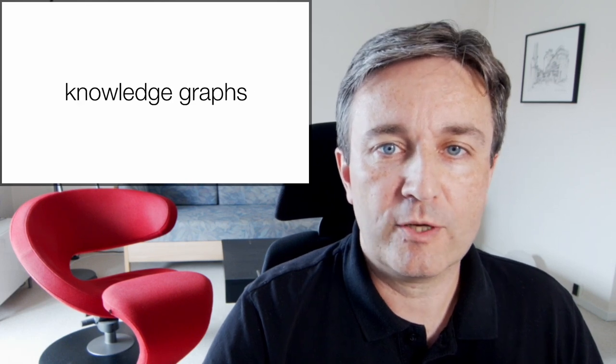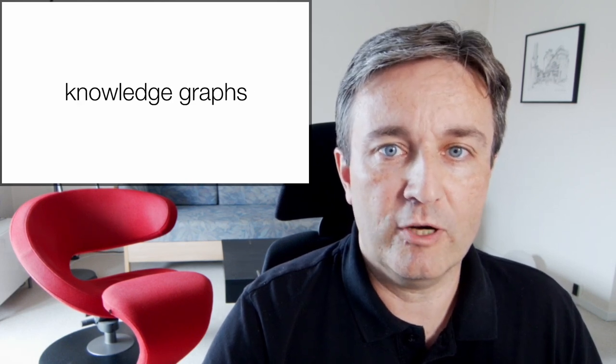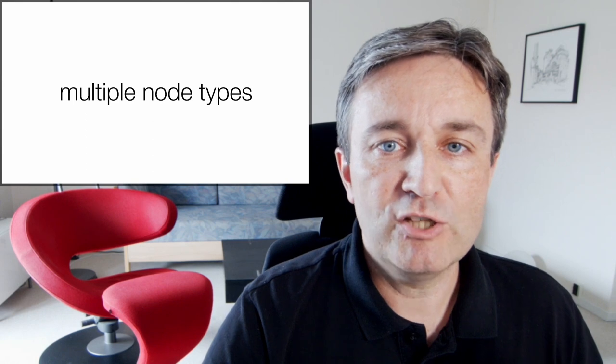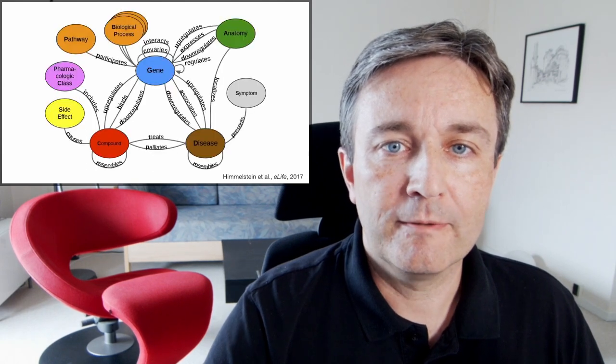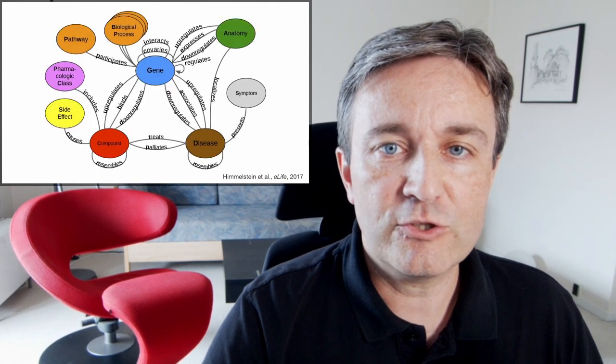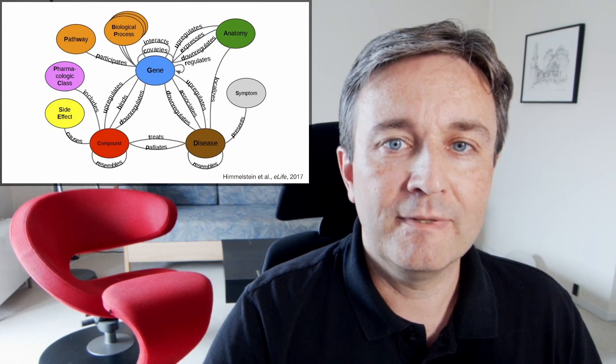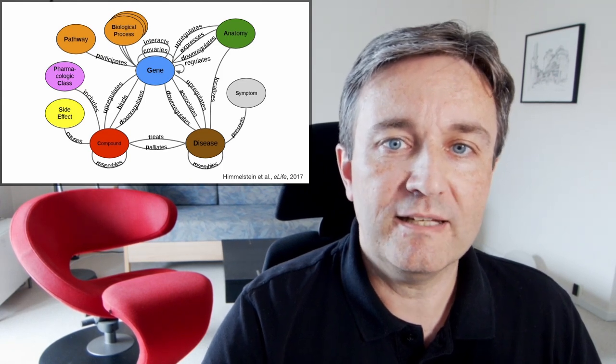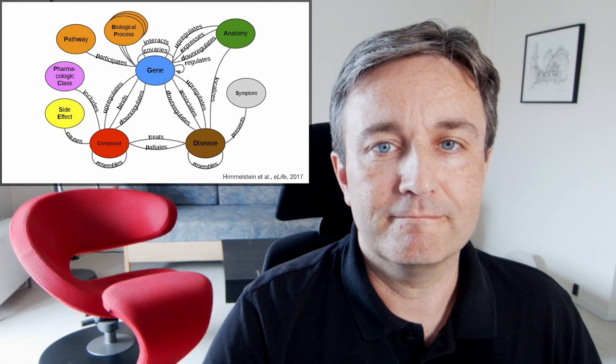If you're working on something like a knowledge graph, a topic I've covered earlier, you will have multiple different node types in your network. This could be genes, diseases, compounds, and many other things. And each type of node could be a different layer in Arena3D.